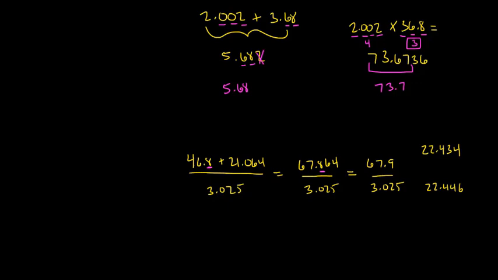And the truth is that I would accept either of these answers. But right now, both of them are incorrect because we're not using the correct number of significant digits. In this answer, we have 1, 2, 3 significant digits in 67.9 and 1, 2, 3, 4 in 3.025. So in both cases here, we need to round this to 3 significant digits. So in both cases, the answer is 22.4.